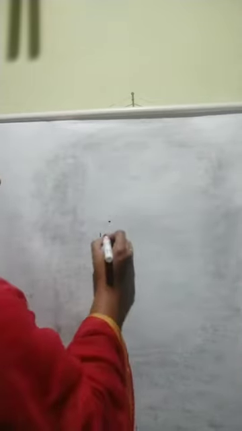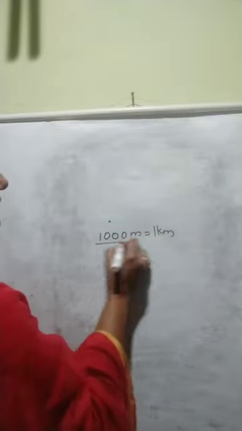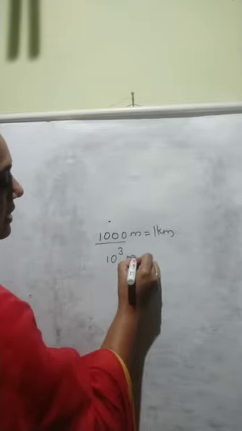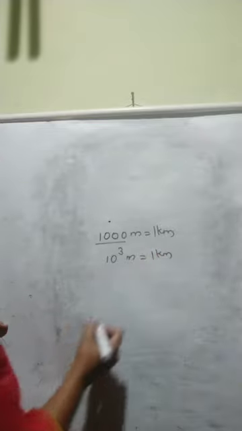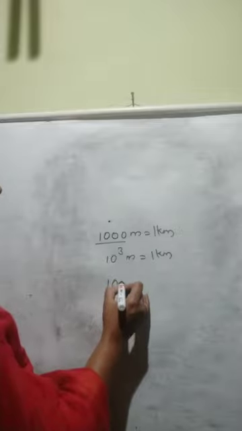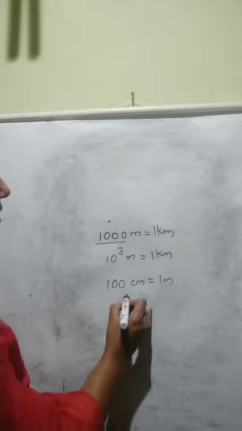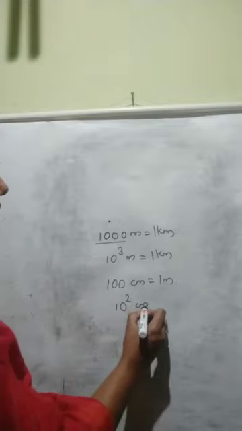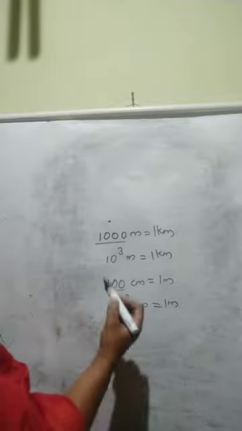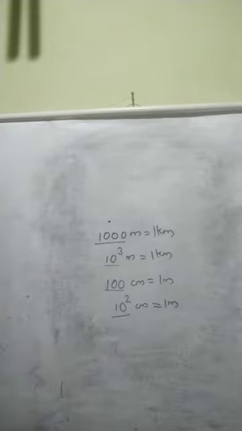Now we know that 1000 meters is equal to 1 kilometer. That is 1000, we can write it as 10 raised to 3 meters, which will be 1 kilometer. Got it? Also we know that 100 centimeters is equal to 1 meter. Now we can say 10 squared centimeters is equal to 1 meter. That is 100, we can write it as 10 squared. 1000 we can write it as 10 raised to 3. Okay.